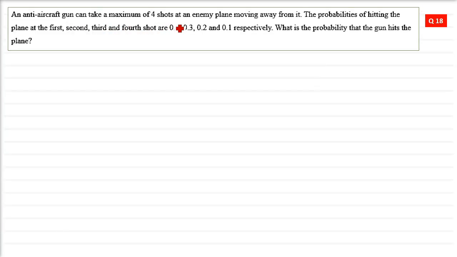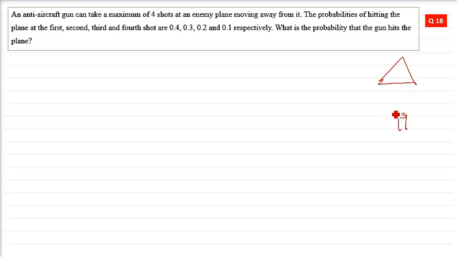An anti-aircraft gun can take a maximum of 4 shots at an enemy plane moving away from it. The probabilities of hitting the plane at the first, second, third and fourth shot are 0.4, 0.3, 0.2 and 0.1 respectively. What is the probability that the gun hits the plane? Now at first go, this question seems to be quite easy. The probability of hitting the plane is already given, 4 shots. What is the probability that the gun hits the plane?